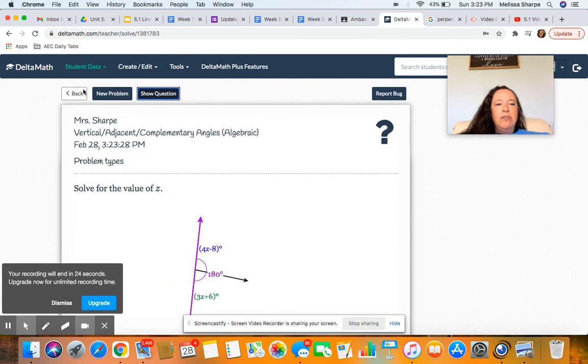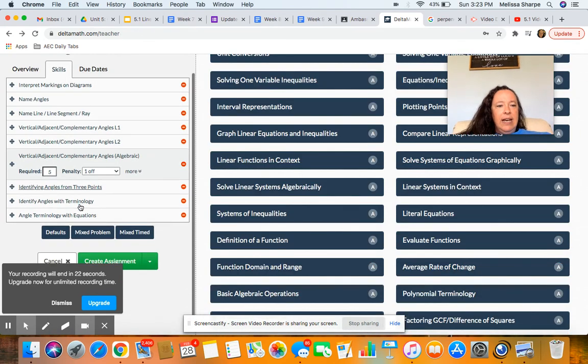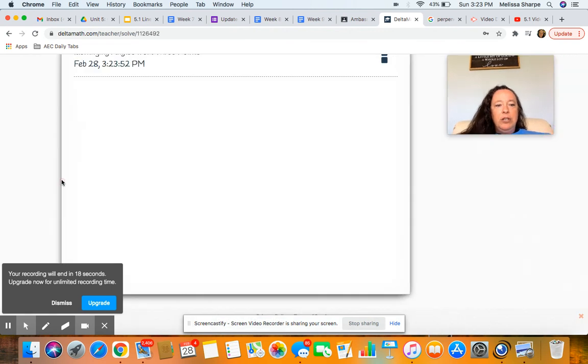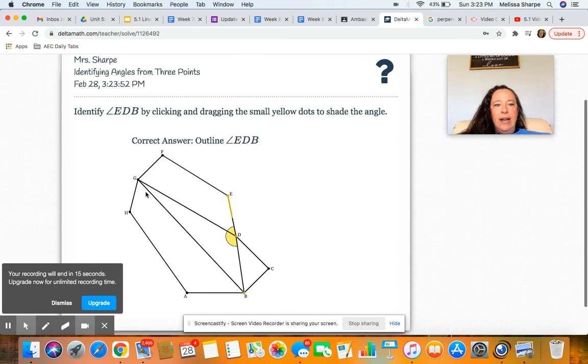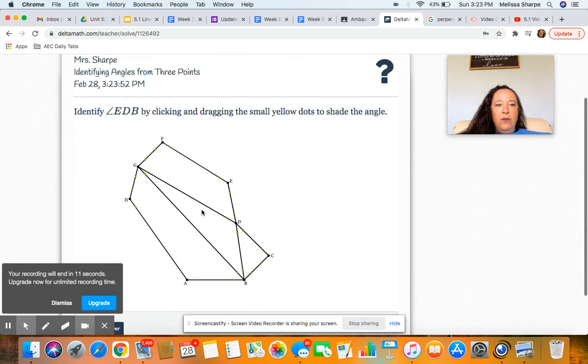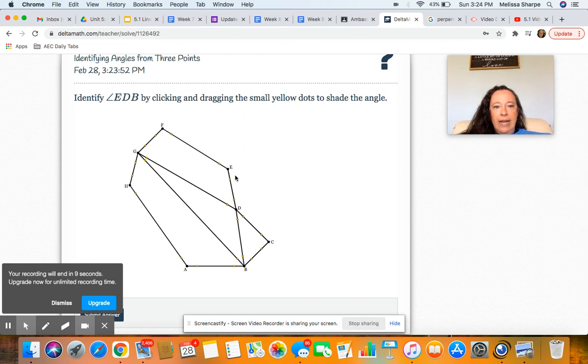I just wanted to go over some of these because you're going to see, I'm not going to have 5 questions on each of these, but you need to be able to do all these little different things. Like right here, it says, let's see, show the question. Identify angle EDB by clicking and dragging. EDB. I want to go all the way like that.